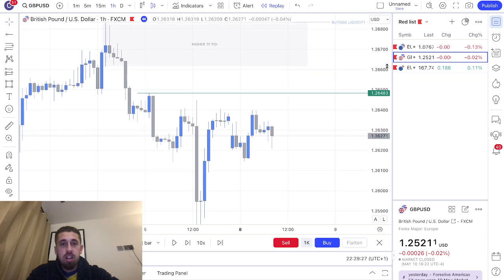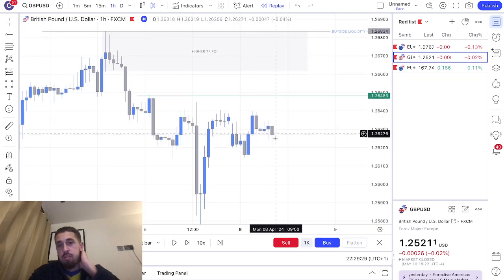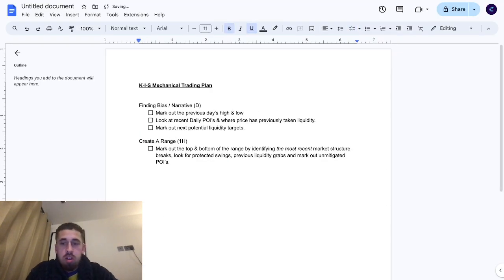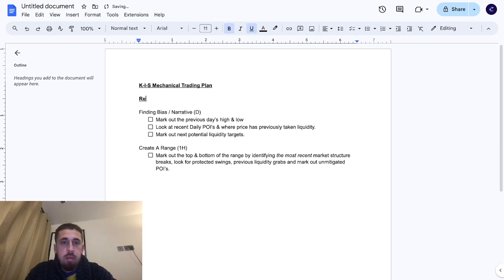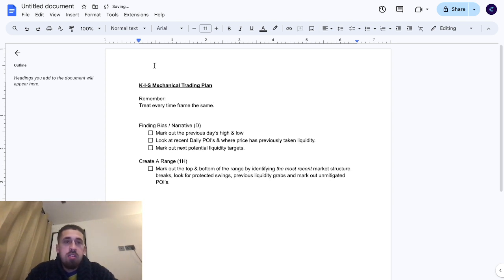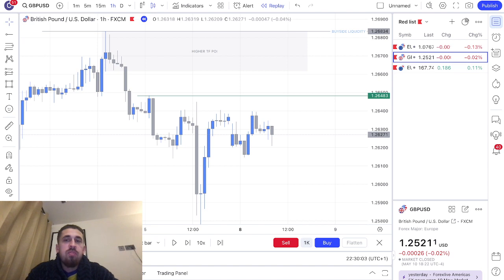We're just looking at that, because all these candles are going to be 15-minute if I drop down to them. So I want to add some remembers. Remember: treat every time frame the same. Firstly. Secondly, what was my other one? I had a good one.